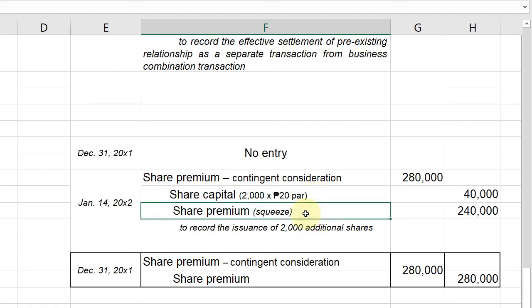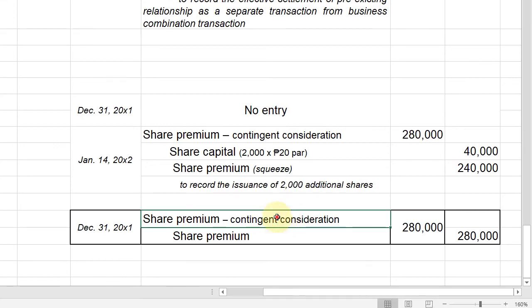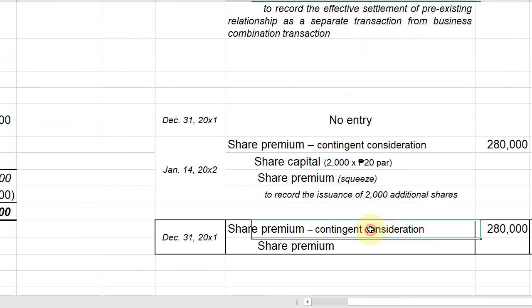Okay, so yun. For entity B's profit is 2.8 million, provide the journal entries. Nag-exceed ba? So, hindi siya nag-exceed. So, hindi siya mag-i-issue ng additional shares. Pag ganon, you just close or i-debit mo sa share premium yung contingent consideration at 280.